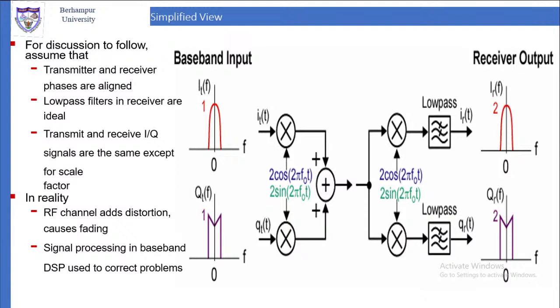So in this case, what we will require is appropriate signal processing, like DSP or analog signal processing. So we will require appropriate signal processing in the baseband. DSP is used to correct these problems, the problems of distortion, problems of fading. They can be corrected using DSP.